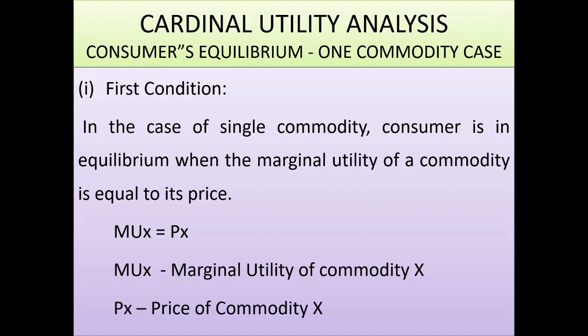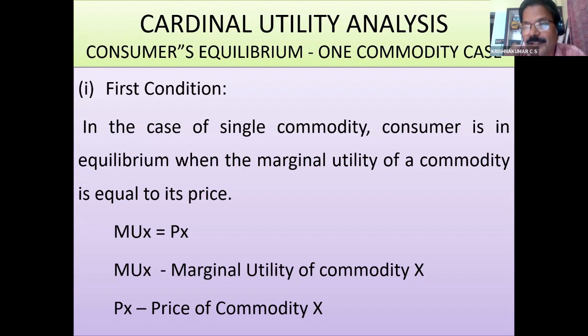The person will consume more, sir. Yeah, if MUX is greater than PX, the consumer will increase consumption, because he is getting more than what he paid. I paid, say, 100 rupees, but I got much more satisfaction than that. So I will increase the consumption. When I increase the consumption, what will happen? MUX will fall, and it will become equal to price of X. Then the consumer will be in equilibrium.